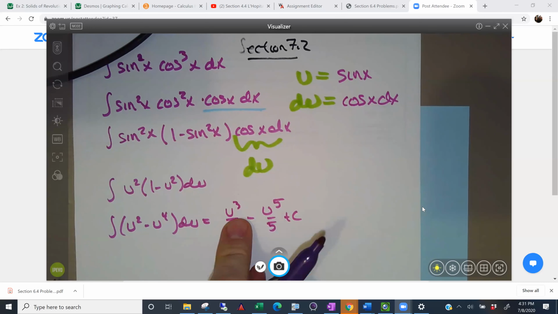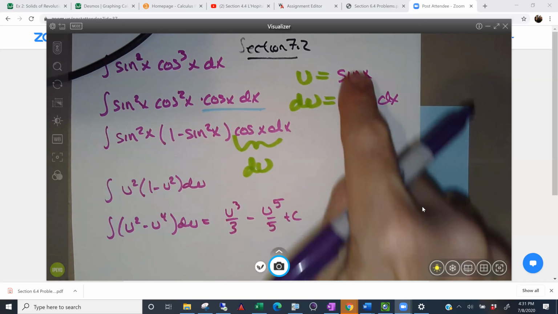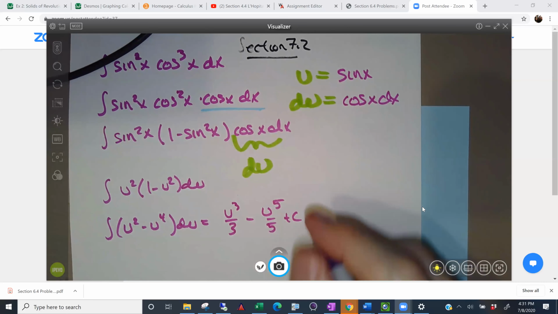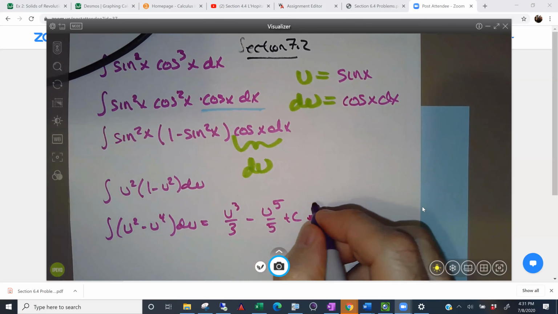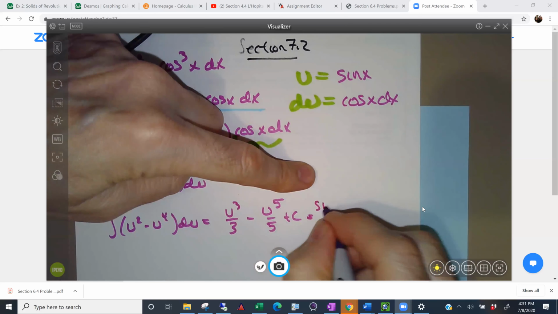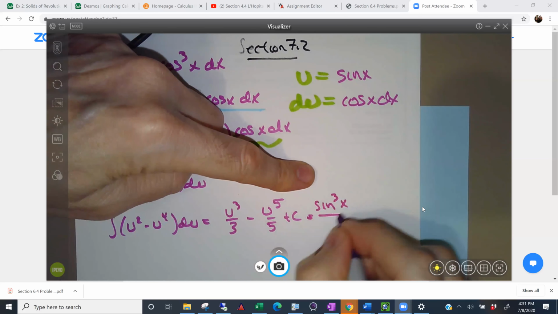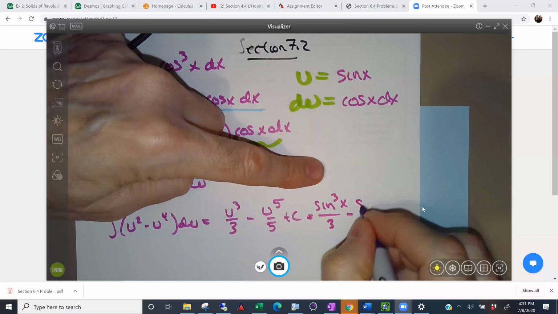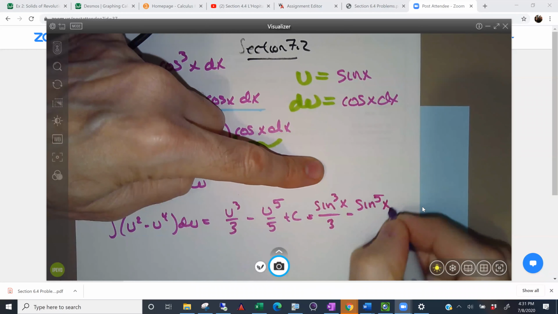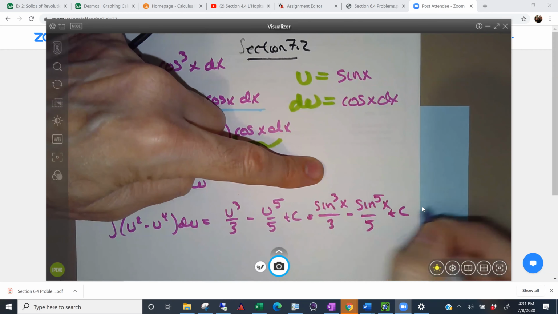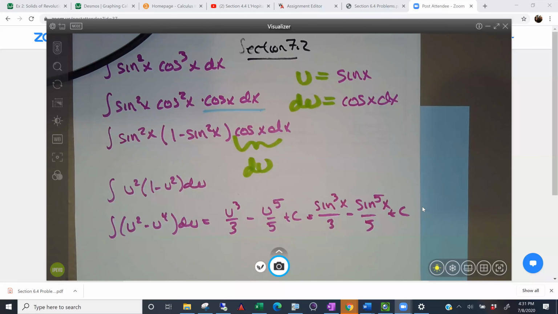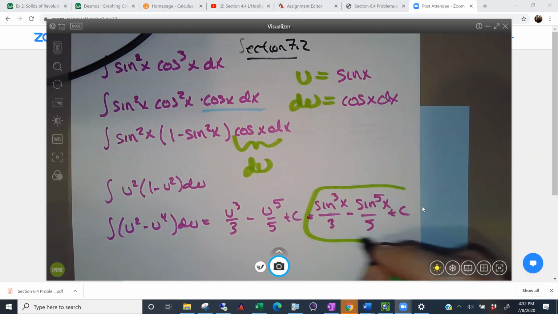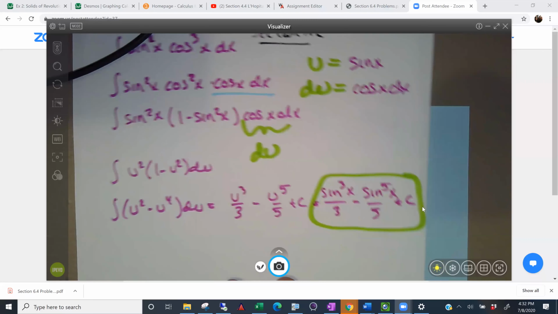Now, I didn't try to solve a problem in u. I was trying to solve a problem in x. So let's put that back in here. And that would become sine of x cubed. So sine cubed of x over 3 minus sine to the 5th of x over 5 plus my constant. Yay.